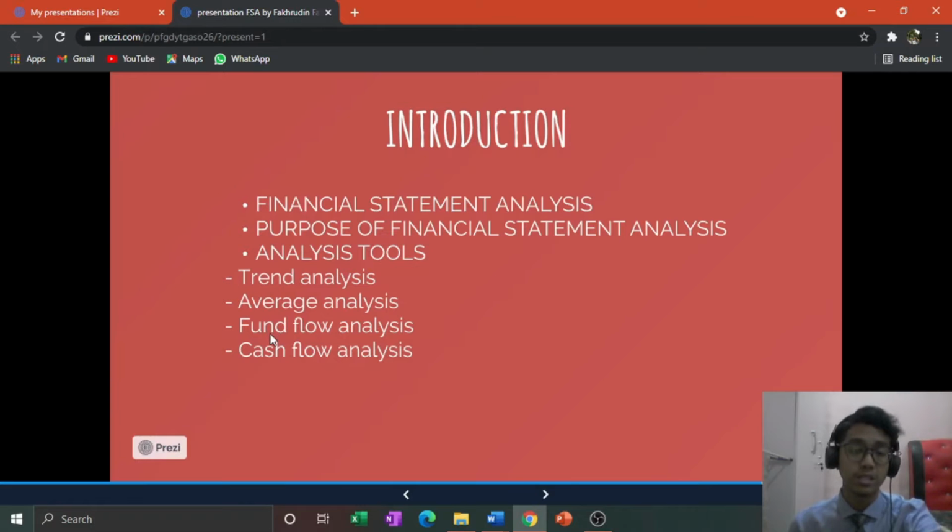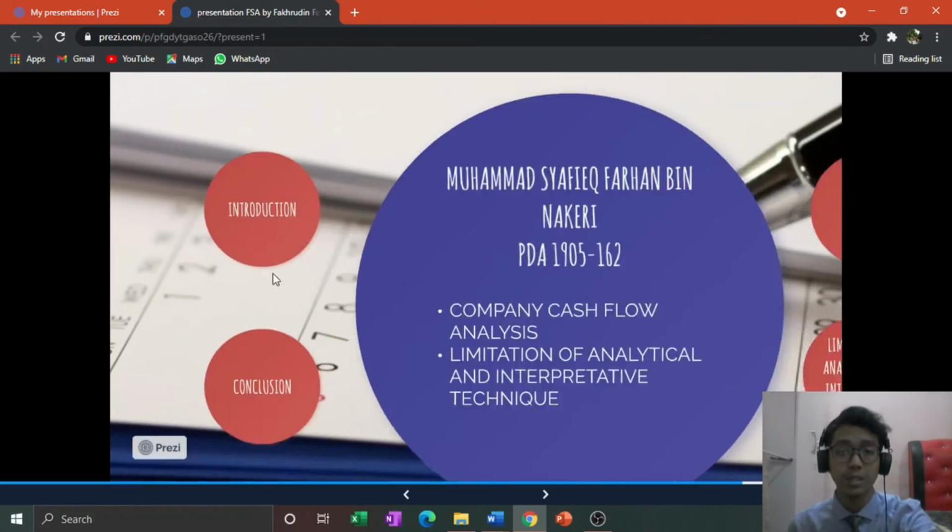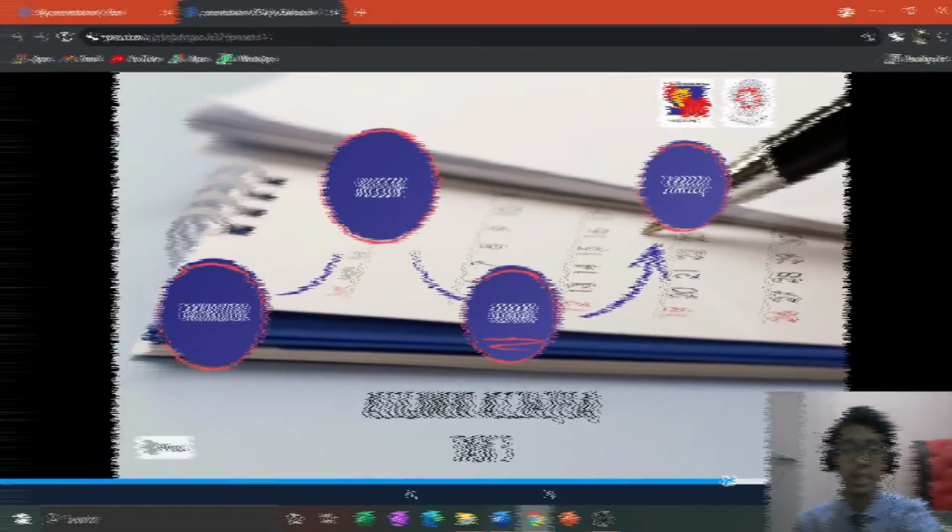Lastly is cash flow analysis. It is based on the circulation of currency and bank accounts. In other words, the cash flow analysis will assume the transfer of cash rather than the movement of working capital. Cash flows can be divided into two types, which are actual and notional. So that is the introduction for task 3. Next we will go to liquidity ratio.